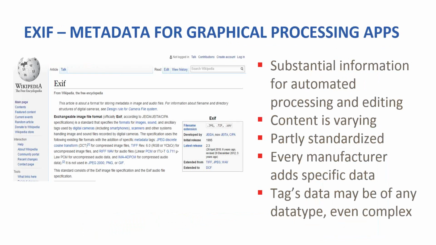Image metadata is written as Exchangeable Image File Format, officially Exif, and contains different types of metadata tags. Some of them have standard content and others vary and depend on the camera's type, brand, and manufacturer. In most cases, Exif has the following features. Content is varying. It's only partly standardized. Every manufacturer adds special data. Tag data may be of any data type, even arrays or complex structures.